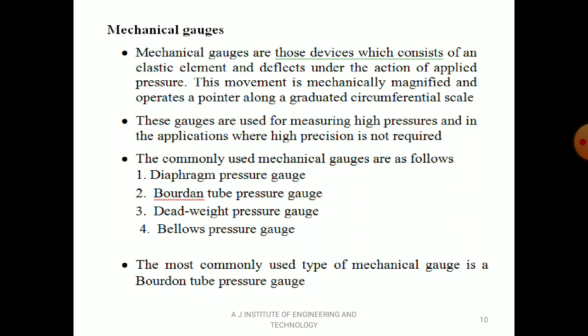The most commonly used type of mechanical gauge is a Bourdon tube pressure gauge. So I am going to explain about Bourdon tube pressure gauge in this video. This is the most commonly used pressure gauge.